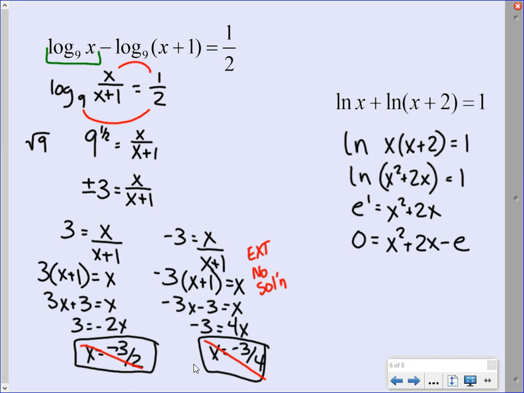Quadratic formula. Yep, don't be shy, right? Quadratic formula. So at this point, I'm not going to work out this whole piece, but this one you would use the quadratic formula. If I set up the quadratic formula, it would look something like x equals negative 2 plus or minus the square root of 2 squared minus 4 times 1 times negative e, divided by 2 times 1. So my A is 1, my B is 2, and my C is negative e.